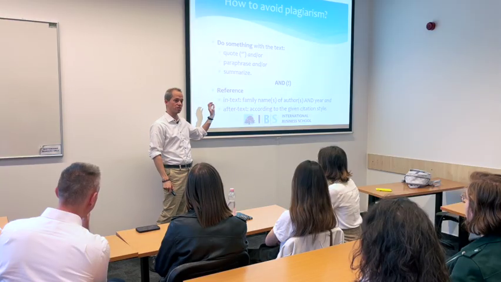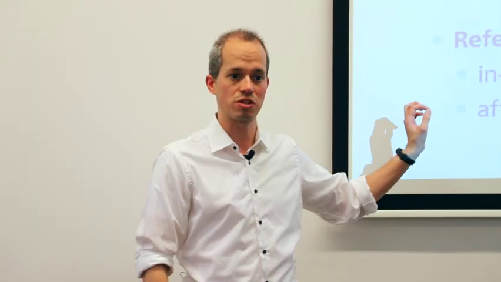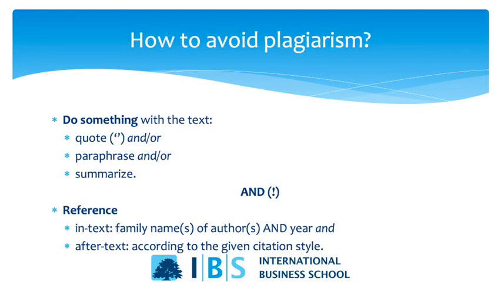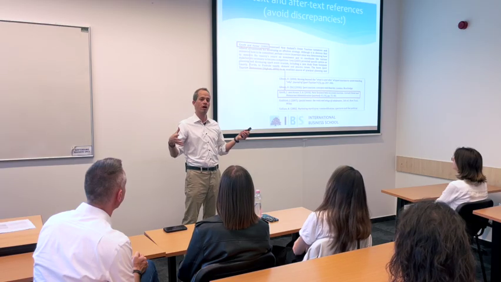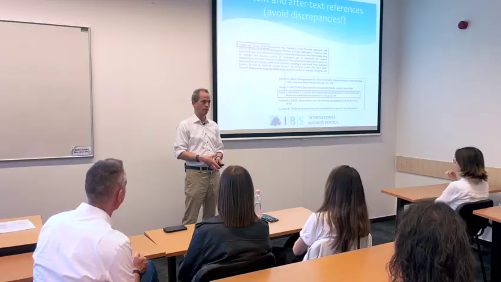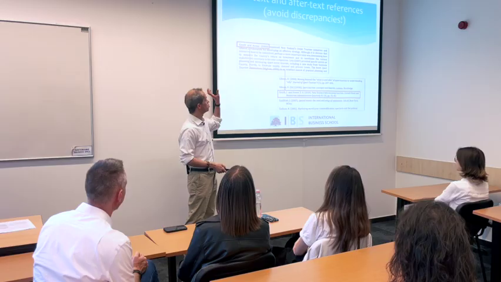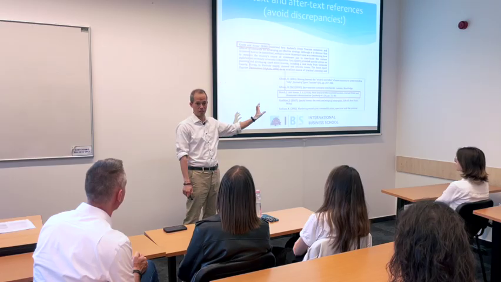And at the same time, you must always provide the source twice. Once in text, when you provide the family name and the year, and then the after-text reference according to the given citation style that is asked by your tutor. When you are using the references for any idea that you use from a different source, you always need to give the in-text and the after-text reference.